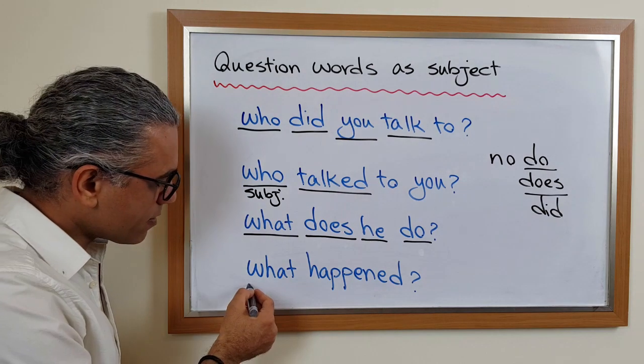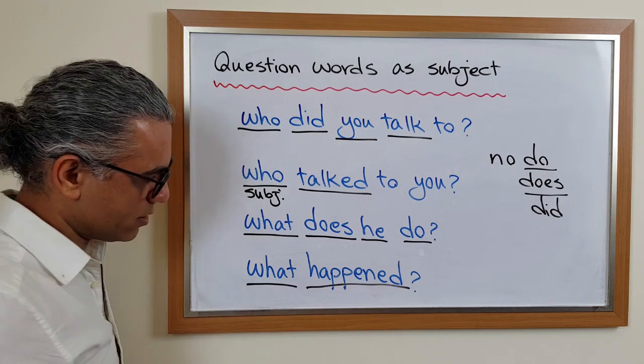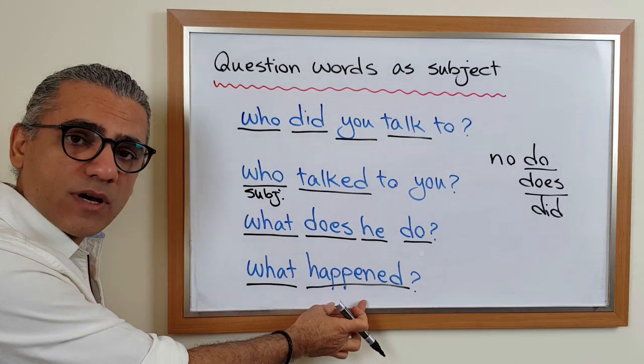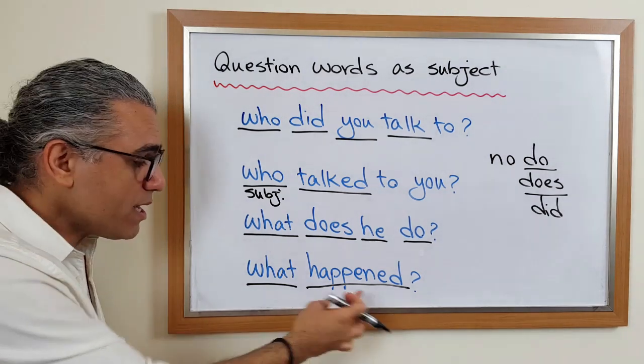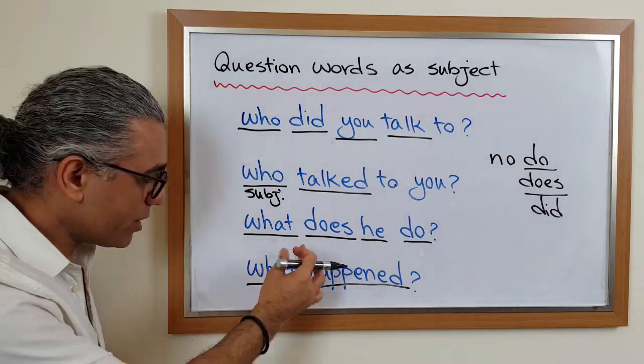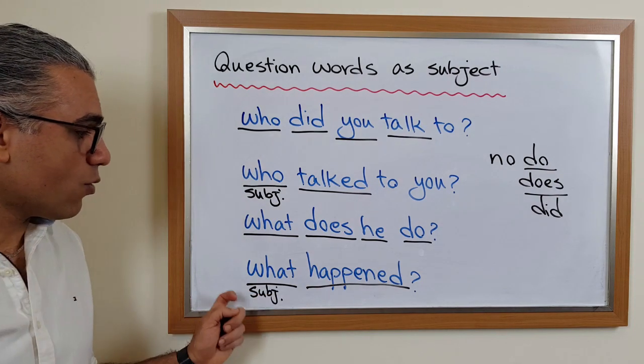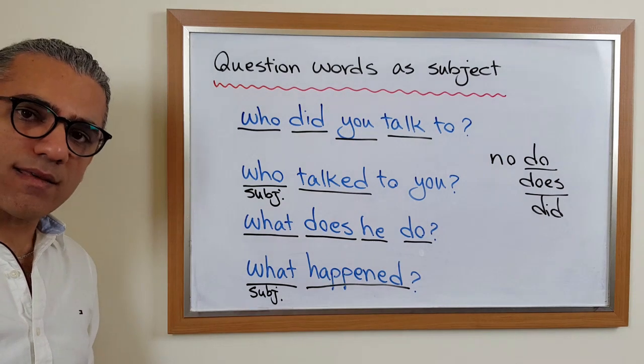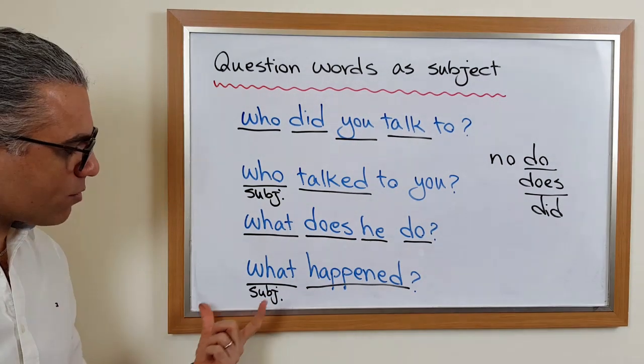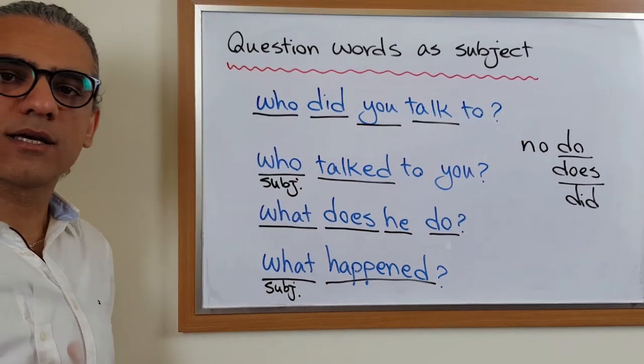Now take a look at this. It says "what happened." So we are using the main verb in past form immediately after the WH word, because "what" in here is your subject. For example, "What happened?" We say, "An accident happened." You see, so this is pretty much like this one.